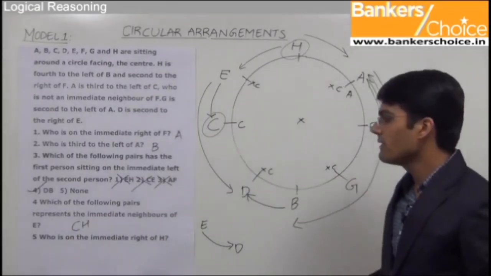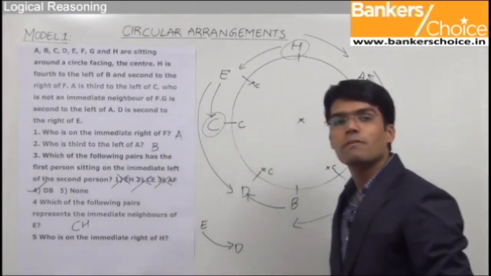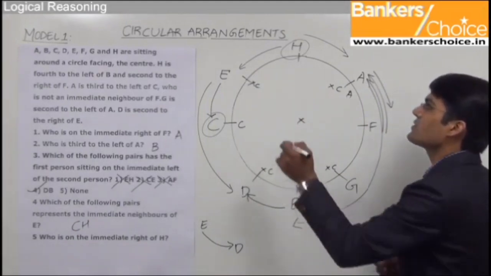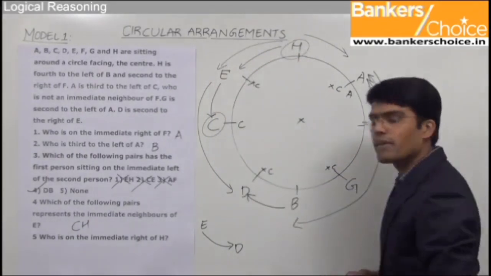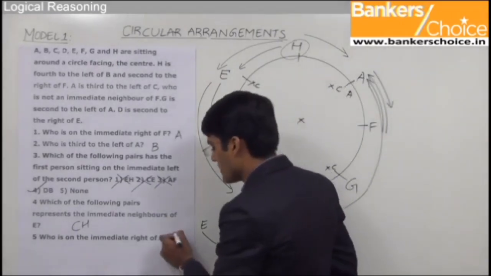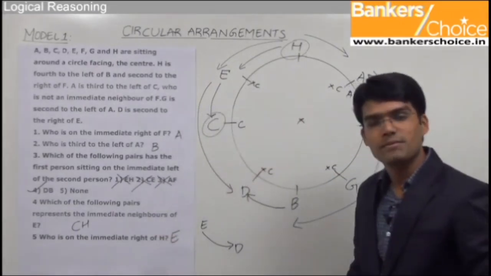The last question here is, who is on the immediate right of H? We know that right of H should be in the anti-clockwise direction, and the person who is immediate on the right of H is E. So the answer for question number 5 here is E.